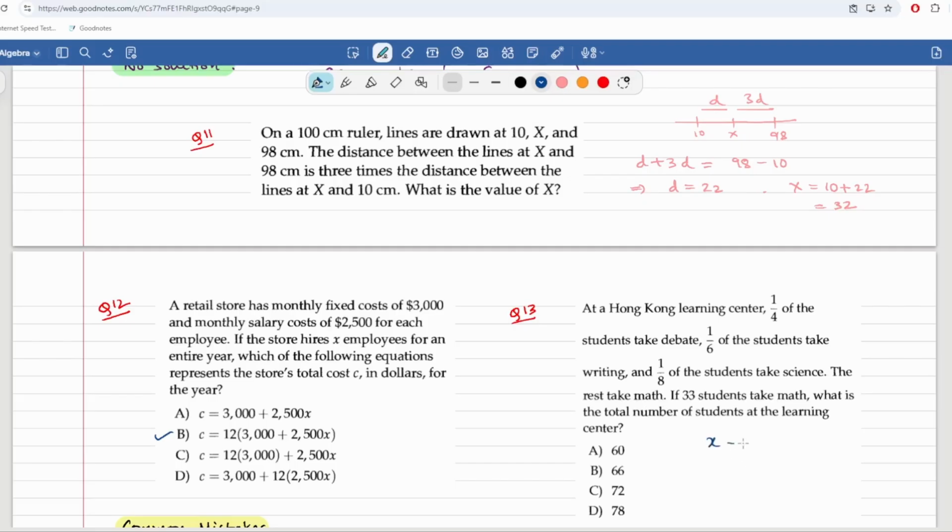So you have x minus (x/4 plus x/6 plus x/8) is equal to 33. So you will get x minus, 24 is the LCM, so you will get (6 plus 4 plus 3) which is 13x by 24 is equal to 33. Do the subtraction, you will get 11x by 24. 11x equal to 33 times 24, 11 cancels, 3 times 24, x is 72. Alright. So solving these shouldn't take more than 2 minutes together, which is expected in an ESAT standard.